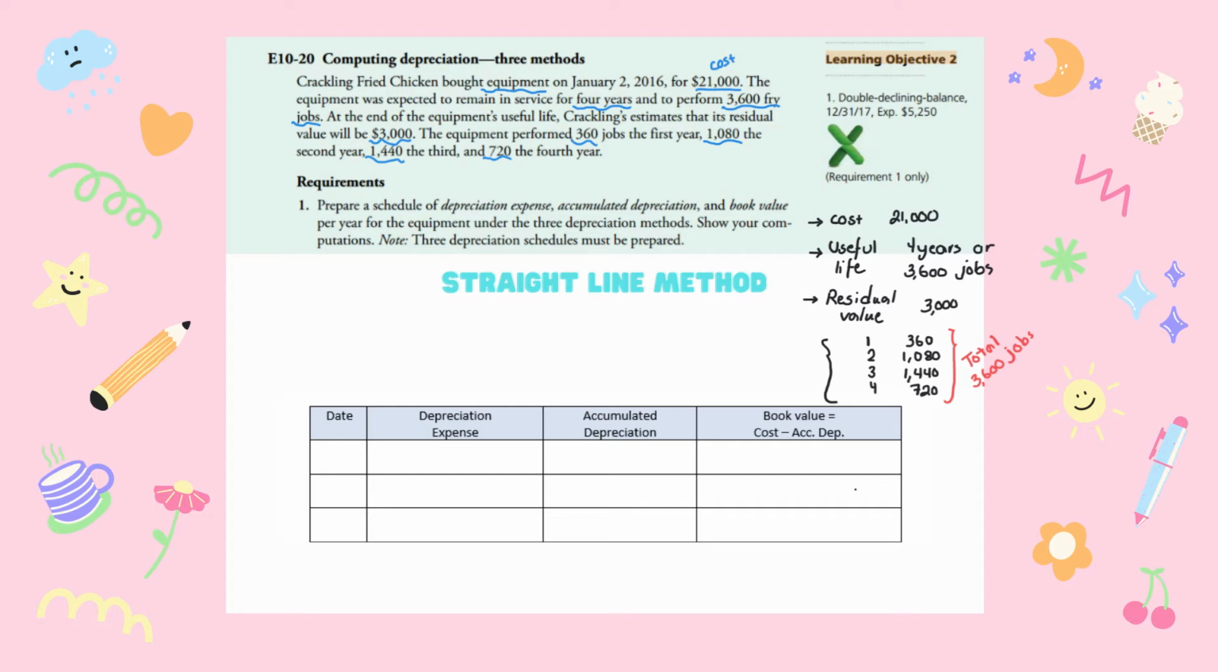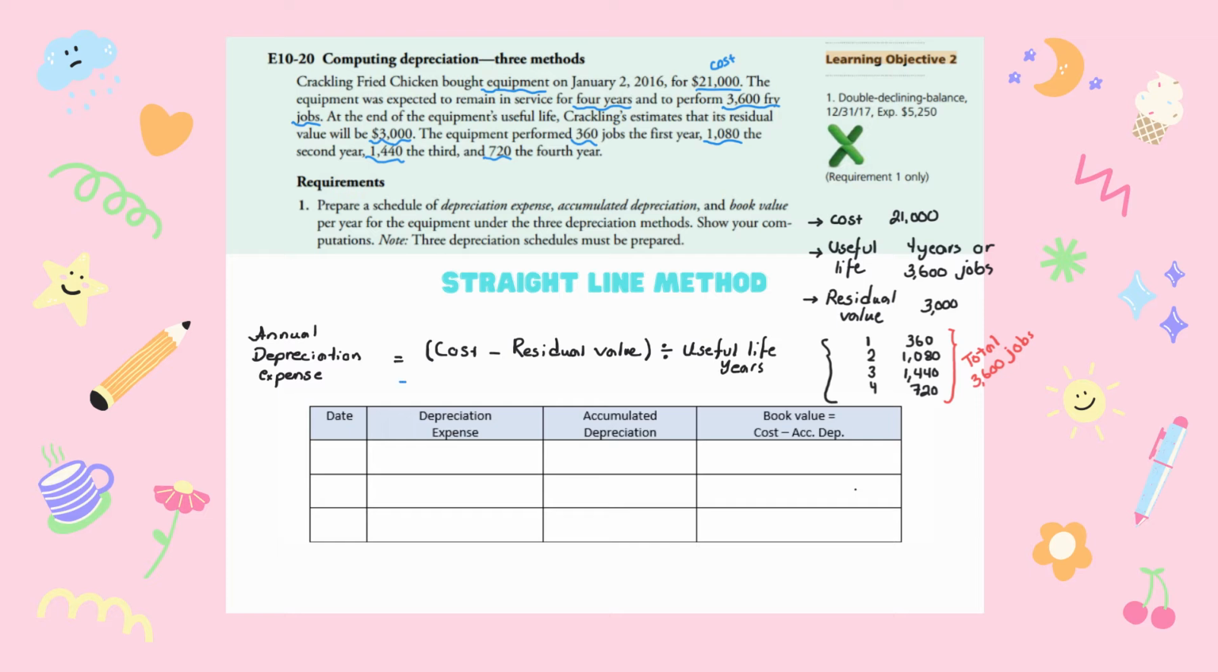Okay, so now let's write the formula for the annual depreciation expense using straight line method. In this question he's asking to prepare a schedule of depreciation expense, accumulated depreciation, and book value per year for the equipment under the 3 depreciation methods. So the first one is straight line method, which means that the depreciation expense is constant each year. It's not gonna change. So I'm gonna write down the formula now. So the formula is annual depreciation expense using straight line method. It's cost less residual value divided by useful life in years.